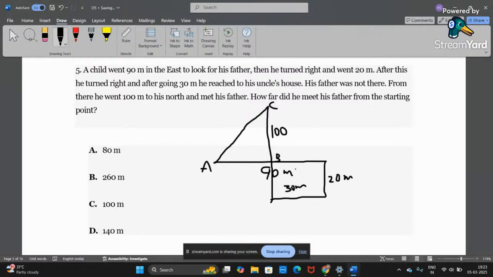So 90 minus 30, it is 60. Right. From here to here, we know 100, but we need only this distance, right? What you have to do? 100 minus, what is this distance? 20, right? So 100 minus 20, it is 80. So again, we need to apply Pythagoras theorem. AC square equals AB square plus BC square.